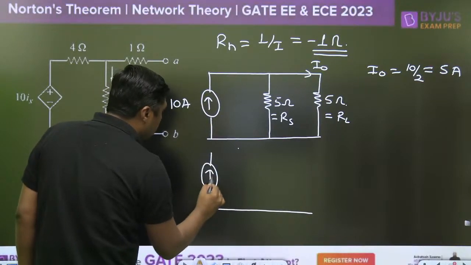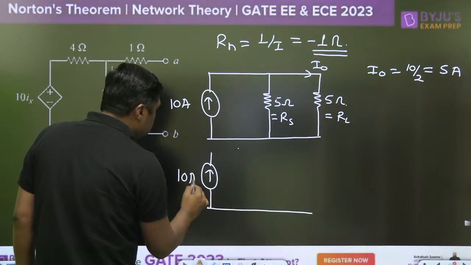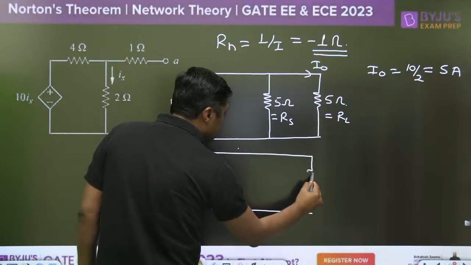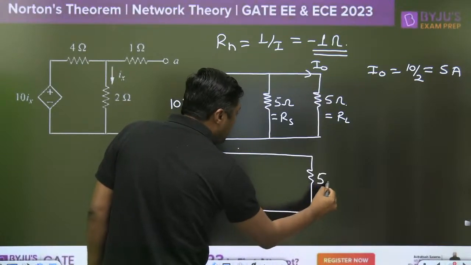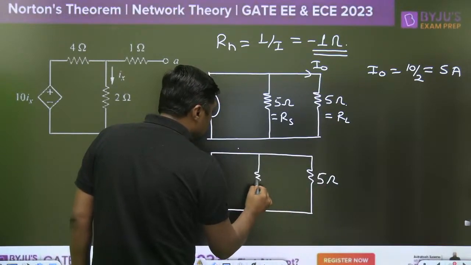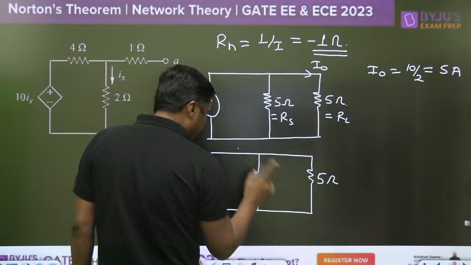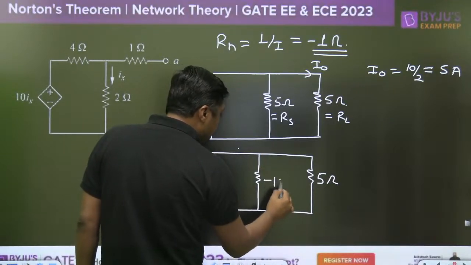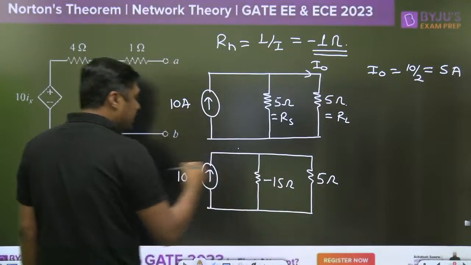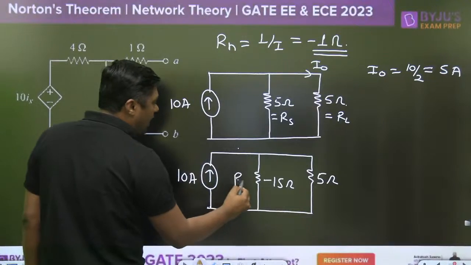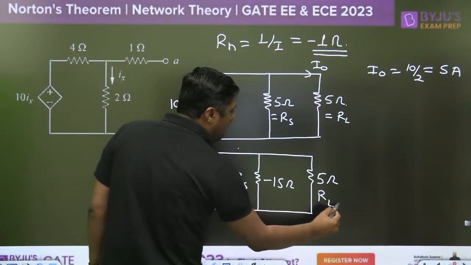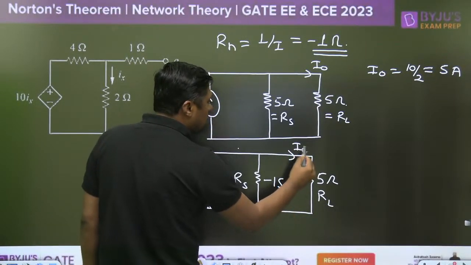Everyone, give me the answer for this question. If it is 10 ampere, this is the 5 ohm. Let I am connecting here. Everyone try to understand. Let this is the minus 15 ohm. Minus 15 ohm. This is the value of RS. That is the value of RL. What will be the I naught this time?